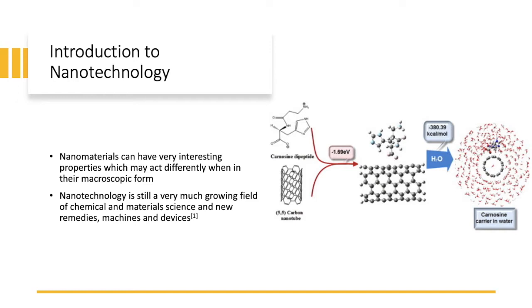So nanomaterials can have very interesting properties which may act differently than in their macroscopic form. Nanotechnology is still very much a growing field of chemical and material sciences, with new remedies, machines, and devices. The image on your right is very interesting because it's the kerosene dipeptide in addition to a carbon nanotube, and when placed into some sort of electric current, the kerosene dipeptide can actually go within the carbon nanotube. This is a mechanism that can be used to transport medications, because kerosene dipeptide is actually a medication.